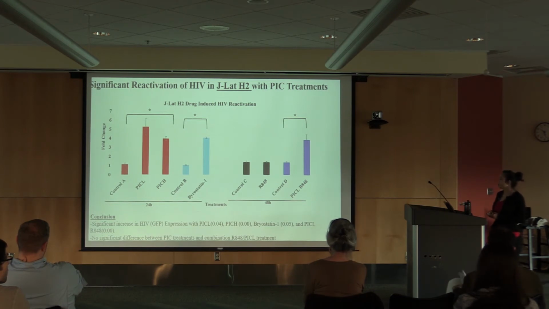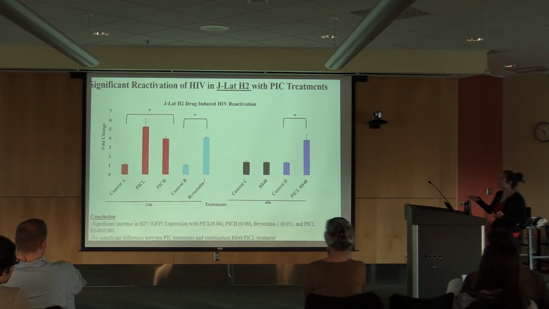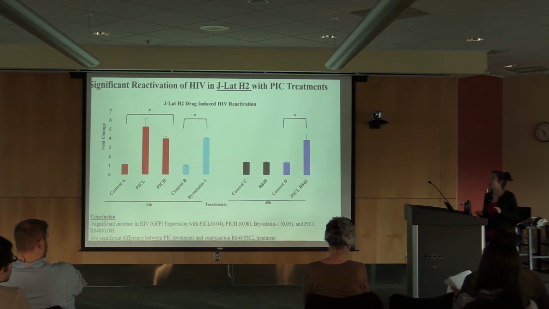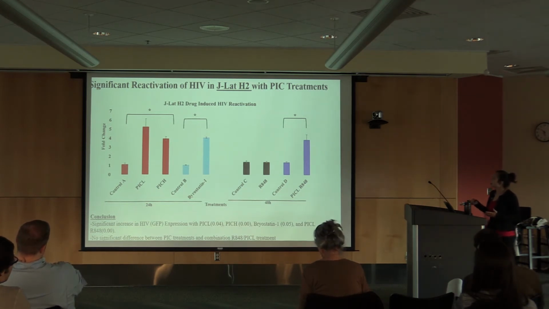What I'd like you guys to take from this graph is that we did get a significant increase in HIV reactivation when cells were treated with poly-IC low molecular weight as well as high molecular weight. And then bryostatin, this blue bar, is our positive control that specifically targets NFkB for activation. And that is also successfully inducing HIV.